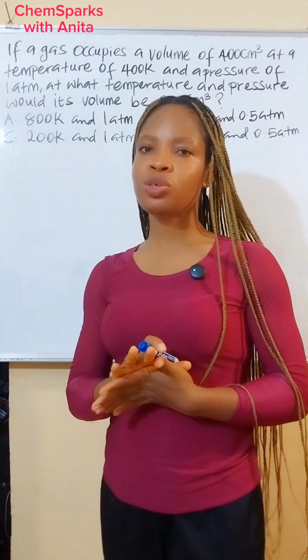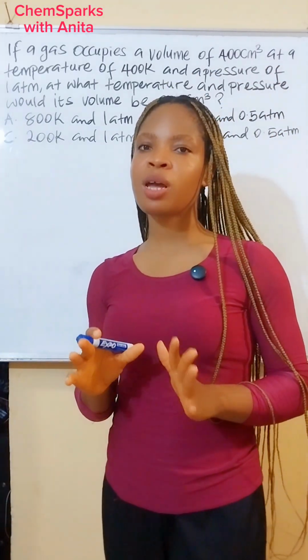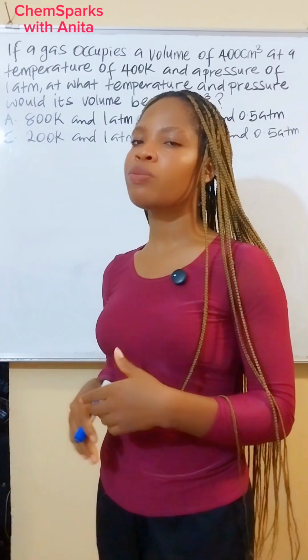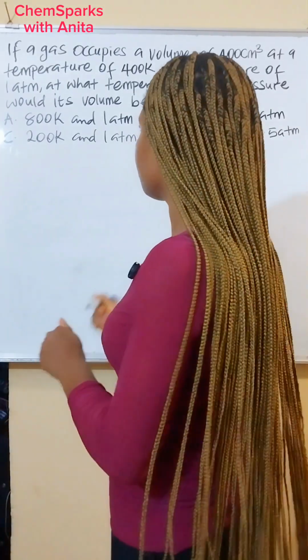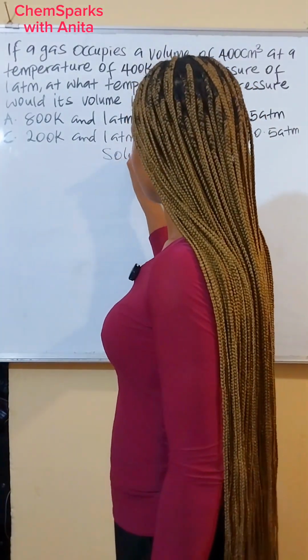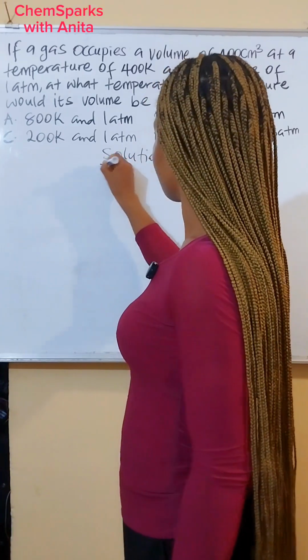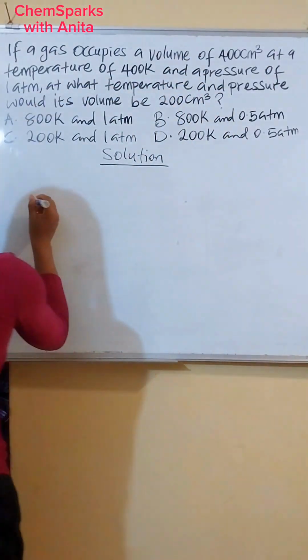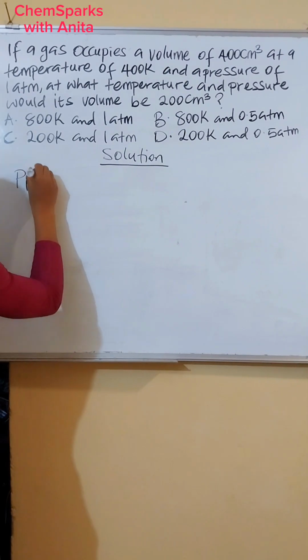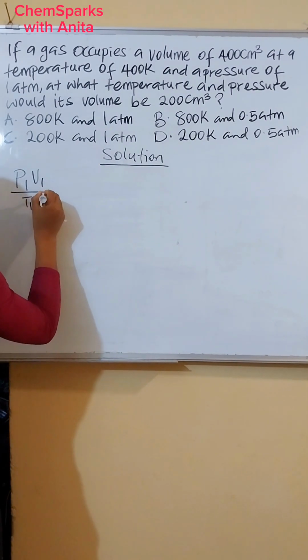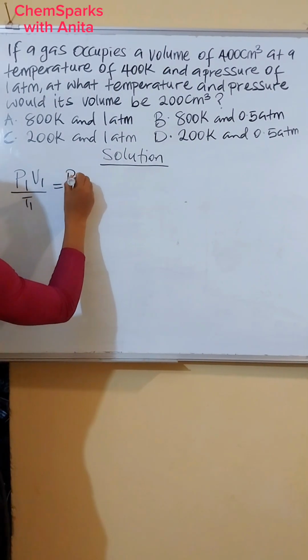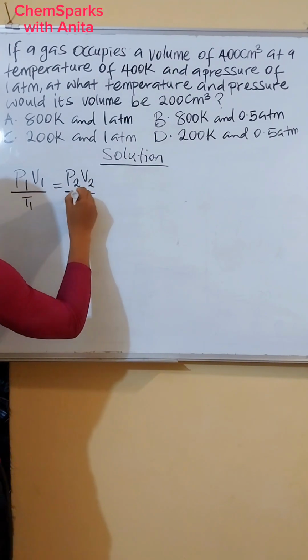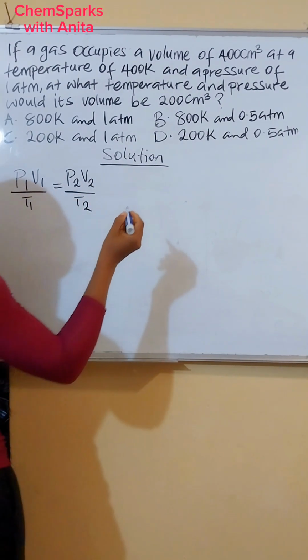To solve this question, we are going to make use of the general gas equation. So let's solve the question on the board. So we go as follows. The general gas equation is P1V1 over T1 is equal to P2V2 over T2. Let's divide the board into 2.